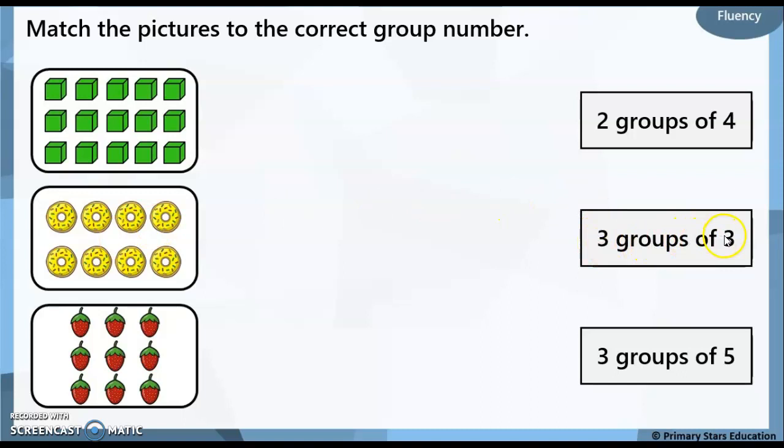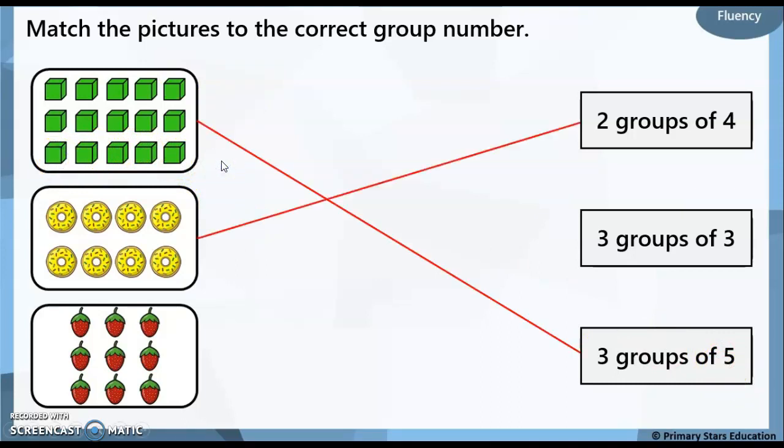3 groups of 3. Now we can see that they both have 3 groups. But how many is in each group? 1, 2, 3, 4, 5. It's not that one. 1, 2, 3. So 3 groups of 3 goes with this one. And obviously 3 groups of 5 goes with this one. But if we want to check, we've got 3 groups. 1, 2, 3 of 5. 1, 2, 3, 4, 5. So we have 3 groups of 5. 2 groups of 4, 3 groups of 3.